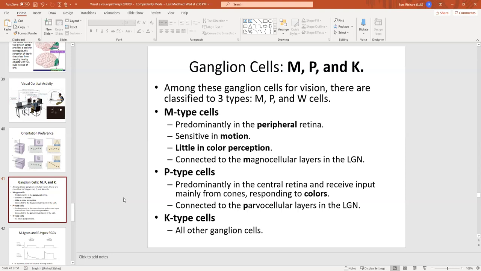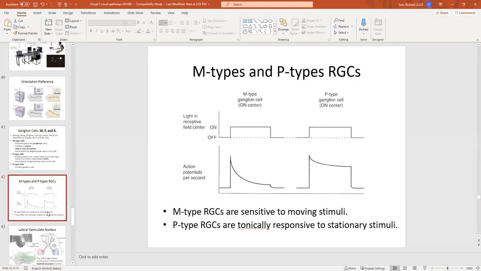And what else is different between these two? They have different adaptation. Not a surprise, right? Because when we learn about the somatic sensory system, we learn that in the same region, we typically have two types of receptors. One adapts fast, the other adapts slowly. Same thing in the retina. We have a group of retinal ganglion cells, RGCs, that adapt fast, and that is the M type. If we give the same stimulus, the M type will adapt very fast.